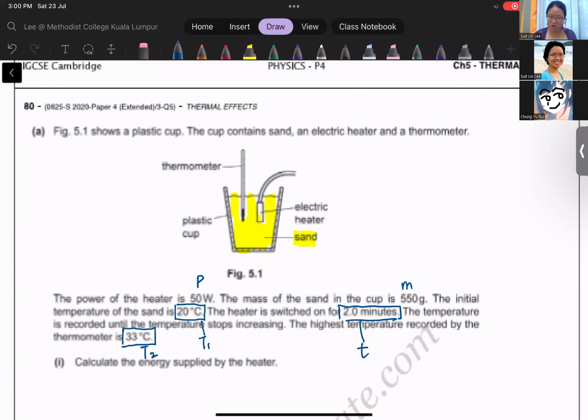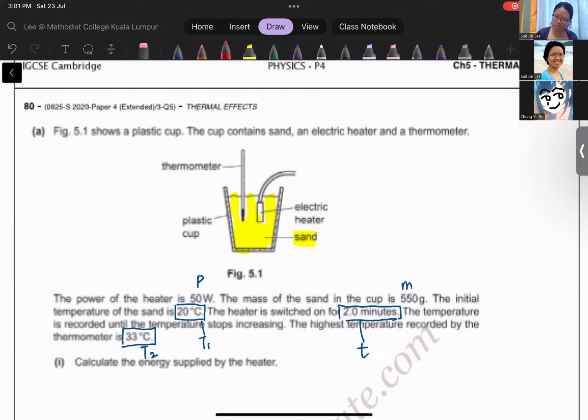Okay, so you may be thinking, why wait and record until the temperature stops increasing? Well, if you cook food, I don't know if you do, there's this idea called carryover heat. For example, you turn off the heater, but there is still heat slowly moving into the sand and the thermometer. So you need to wait for that to happen. But either way, you just measure the largest temperature.